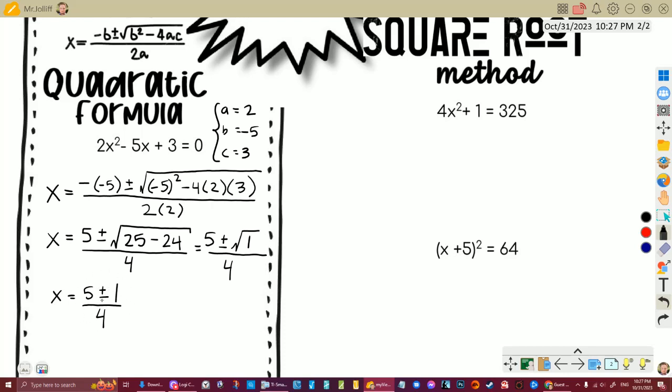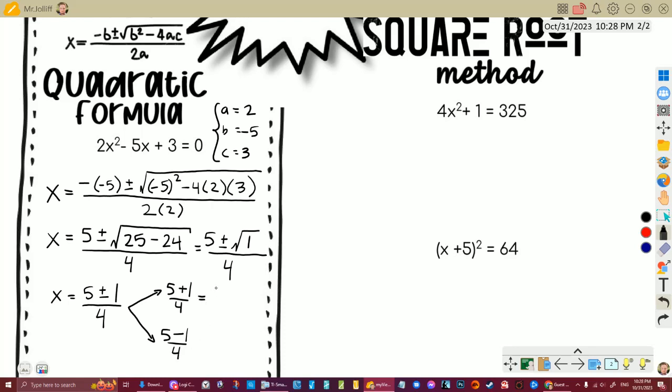We're going to split this into two answers, one with the plus and one with the minus. And remember, we expect two answers because more often than not, our parabola crosses the x-axis twice. And so we get two different answers for those two different x-intercepts. So first, the positive 5 plus 1 over 4. And then the second one is going to be the subtraction, 5 minus 1 over 4.